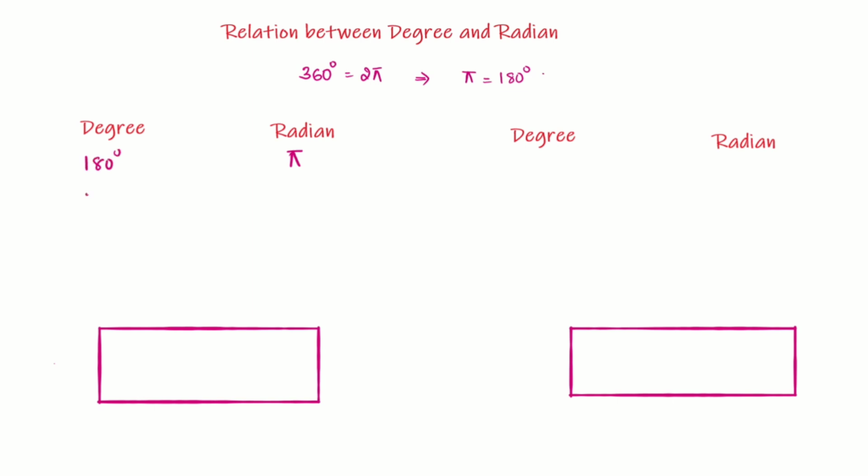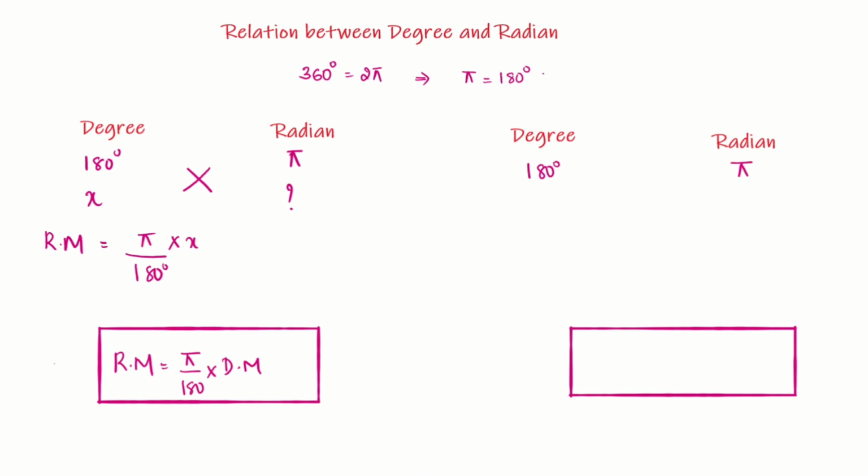Now suppose we are asked to find x degrees is how many radians? Then we simply cross multiply and find out the radian measure as pi into x divided by 180 degree. That is, radian measure is equal to pi by 180 into the given degree measure. Similarly, we have 180 degree is equal to pi radians.